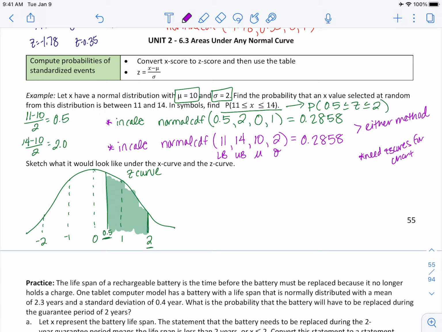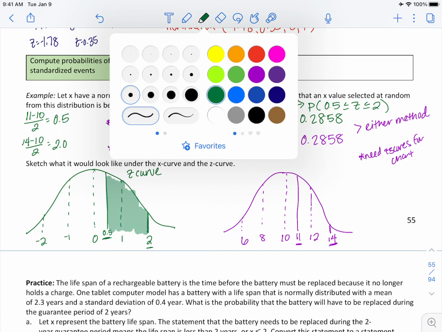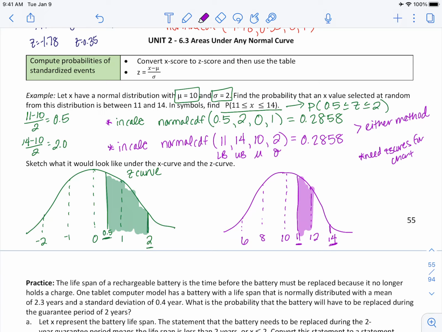So we also have to draw our x curve. Our x curve, we're going to use the values from the problem. So our mean is 10, standard deviation is 2. So this would be 8, this would be 12, go back another one, this is 6, and this is 14. And so we're looking at between 11 and 14. And so we have to shade this, like that. So you see the area represented is the same whether we're looking at the z curve or the x curve.